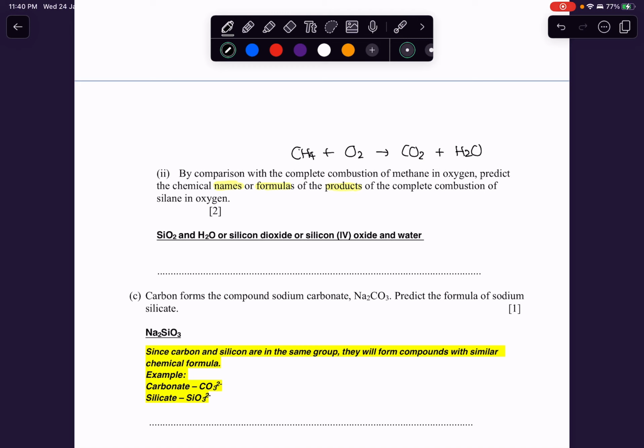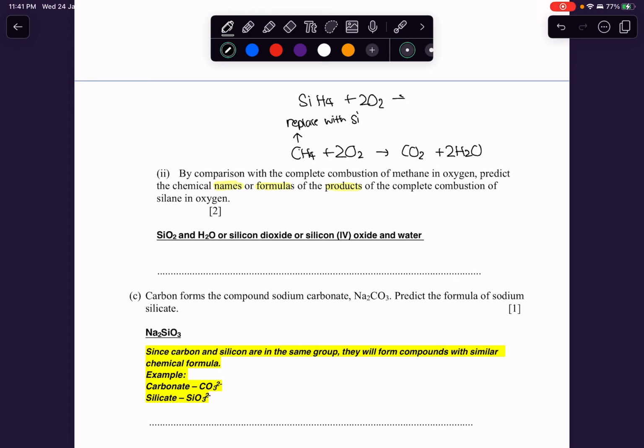Now you have to balance it. Very simple. Because you have 4H on the left and only 2H on the right, you need to balance with a 2 in front of H2O. Now you have 4 oxygen on the right, so you need 4 oxygen on the left, so you put 2 in front of O2. Now it is balanced. If I'm just replacing the C with Si, I will get SiH4 plus 2O2.